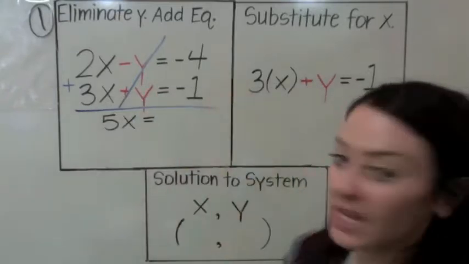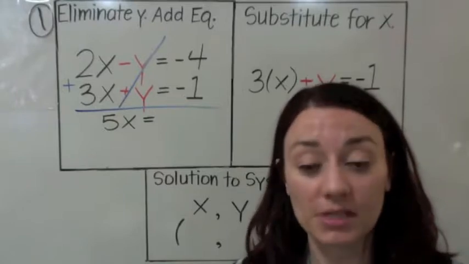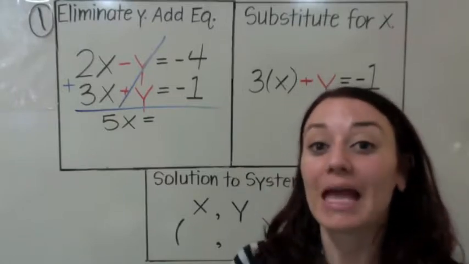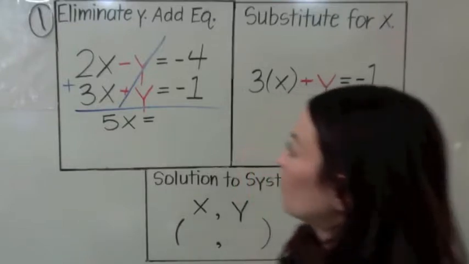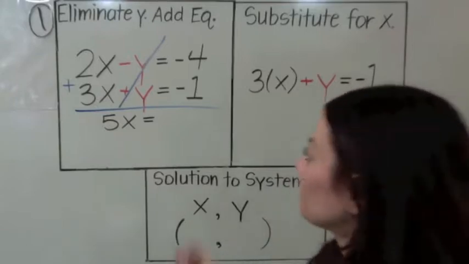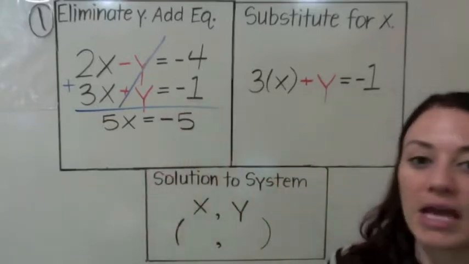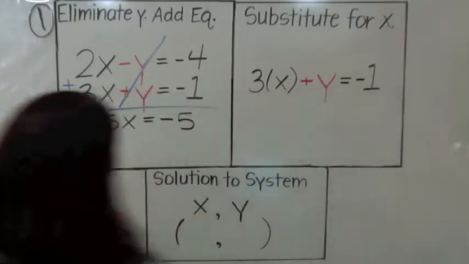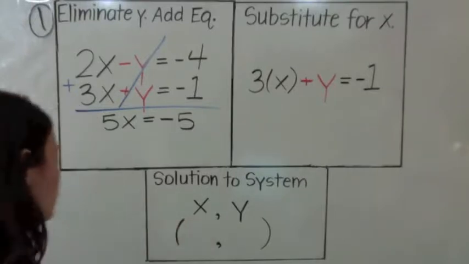Do these numbers have the same sign or different signs? The same sign, right? So you say, same signs, add and keep, stop. So you have two negative numbers. Add them together, you're going to get a negative, right? You're actually going to get -5. Now we have 5x equals -5. We need to solve for x. That's what we're doing. What is the x value?